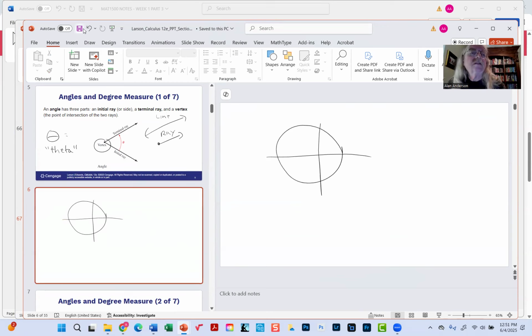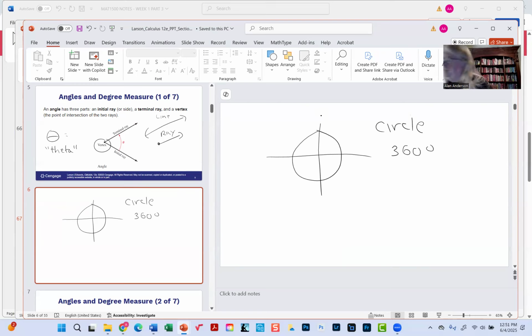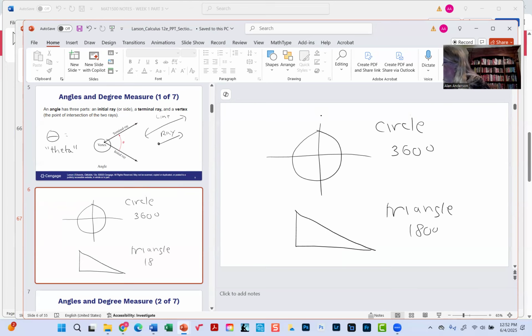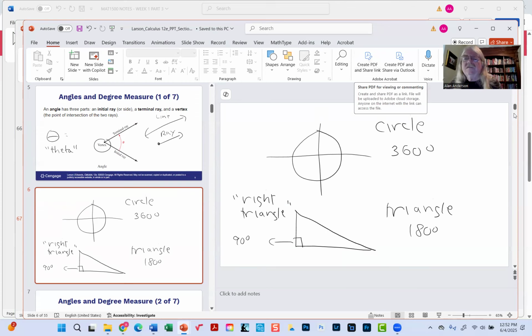Oh, what a terrible drawing. And just while we're on this subject, a triangle has 180 total degrees in it. This one particularly is a right triangle, and that's because this is 90 degrees. But the entire circle is 360 degrees. So if you go around and come back where you started from, that means you've moved 360 degrees.